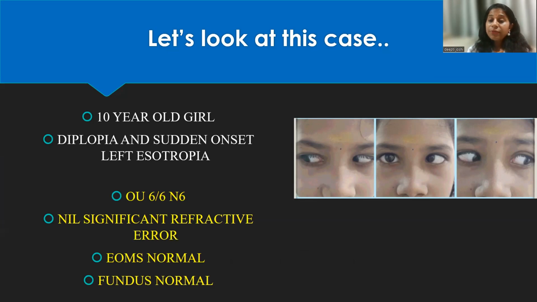On examination, her vision is perfectly normal. She is 6 by 6, N6, cycloplegic refraction nil, no significant refractive error. Ocular movements are perfectly normal and fundus absolutely normal. So now, how would you proceed?